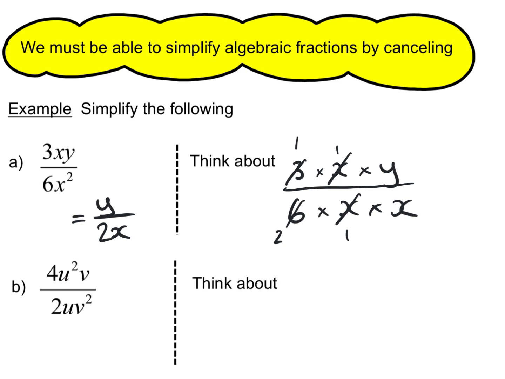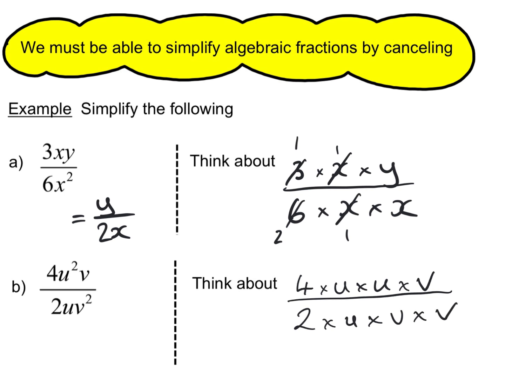Let's have a look at the next example. We've got 4u squared v over 2uv squared. So let's write that out. The way we would think about that in full is 4u squared v is 4 multiplied by u multiplied by another u multiplied by v. And on the bottom, we have 2 multiplied by u multiplied by v squared, which is v times v. When I want to cancel here, again, I'm going to start off by looking at the numerical values, 4 and 2.